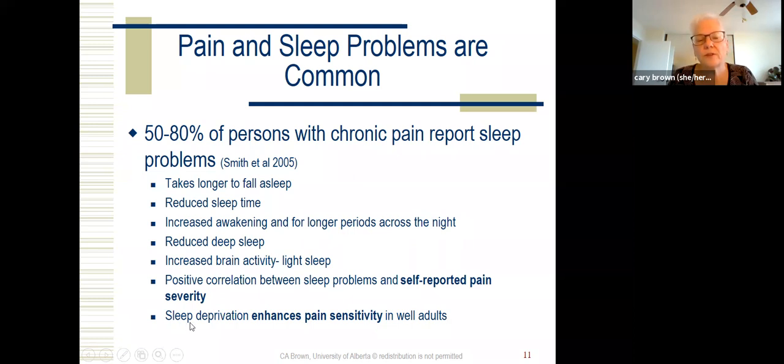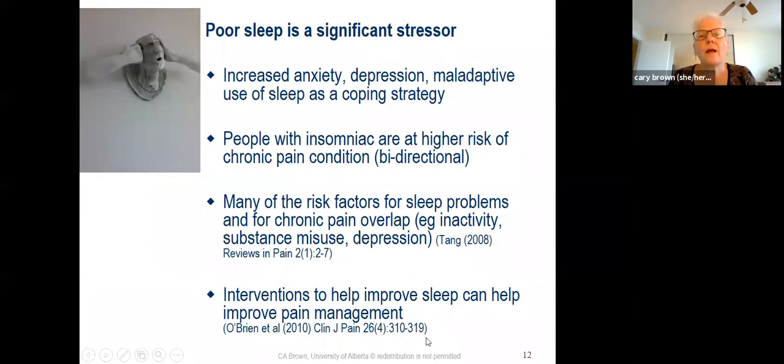And we know that sleep deficiency enhances pain sensitivity, even in well adults. When they've done studies with well adults, they've found this. So these are pretty conclusive findings. We know that poor sleep is a stressor, and that's the last thing you need when you have pain: additional stress. So anxiety, depression, maladaptive use of sleep as a coping strategy, all of those things. And I've already talked about the risk factors overlapping, so I won't go on about this.